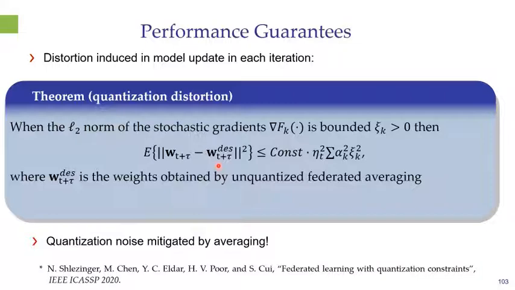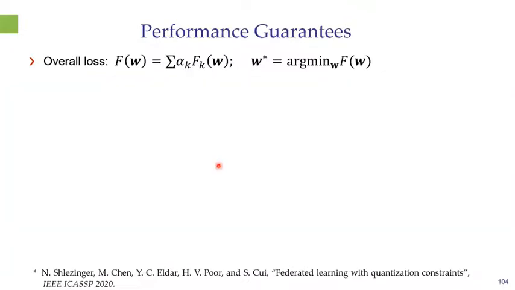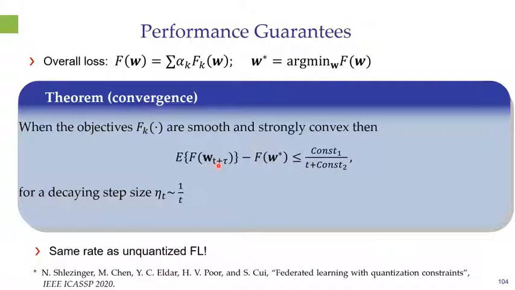Now, the gains are not only translated in terms of quantization distortion, they're also translated in terms of the convergence of the overall algorithm. And it can be shown that for smooth and strongly convex objectives, the distance between the expected objective achieved using this vector quantization scheme with federated averaging and the desired one, the minimal objective, can be bounded by a term which grows as 1 over t, which is exactly the same, or at least the same order of convergence as that achieved in unquantized federated learning.